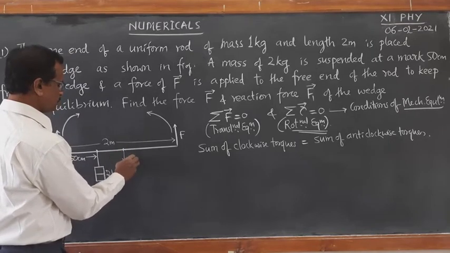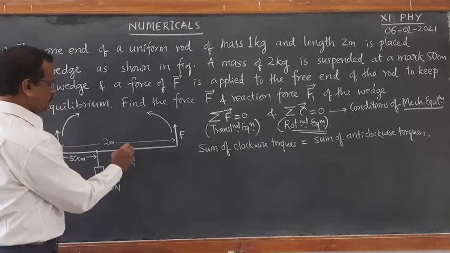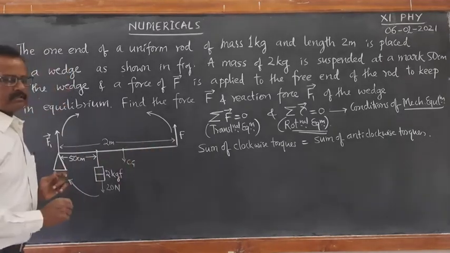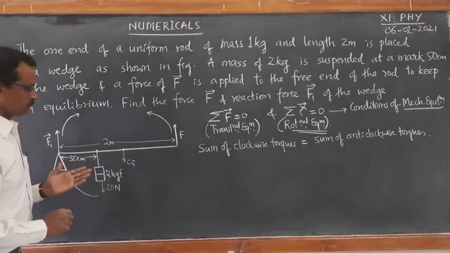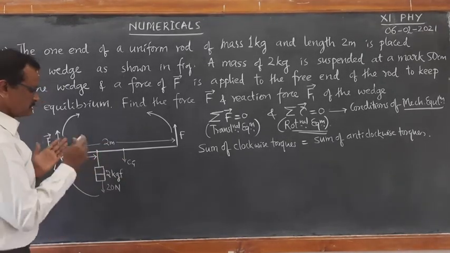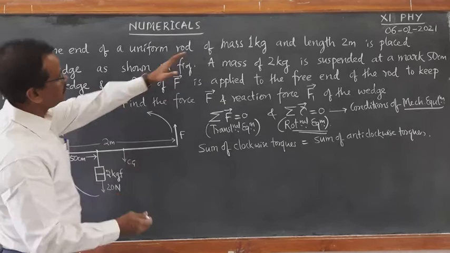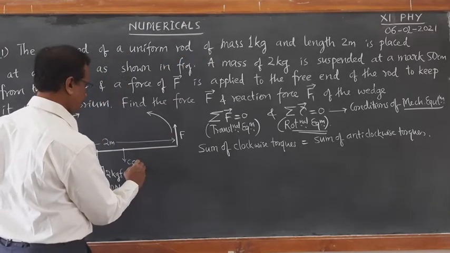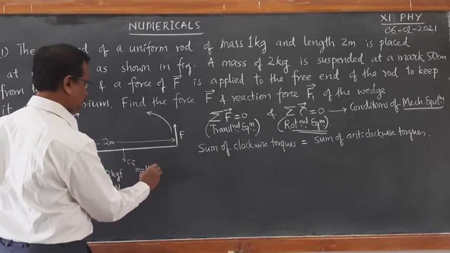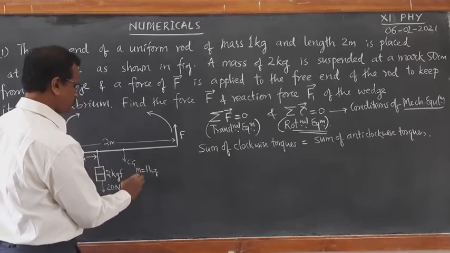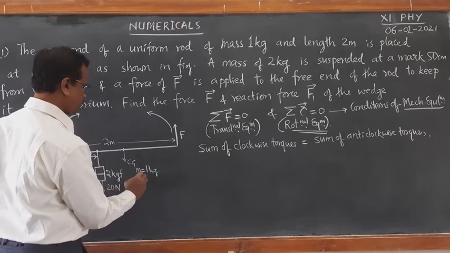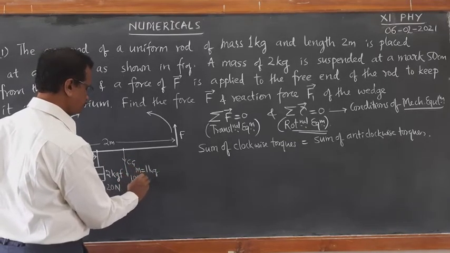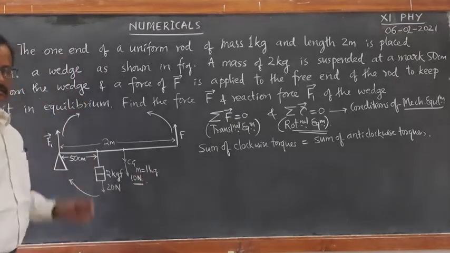So if this is the center of gravity, then the mass at this center of gravity is nothing but the mass of this entire rod, which is equal to 1 kg. M is equal to 1 kg. Therefore, its weight becomes 1 kg into 10, so it becomes 10 Newton.